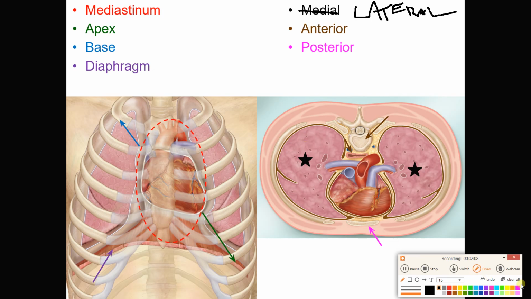Oh, I know what I was saying. I don't need to cross it out. The heart is medial to the lungs. The heart is anterior to the esophagus, anterior to the vertebrae. The heart is posterior to the sternum. That's what we're doing up there. My bad on that.